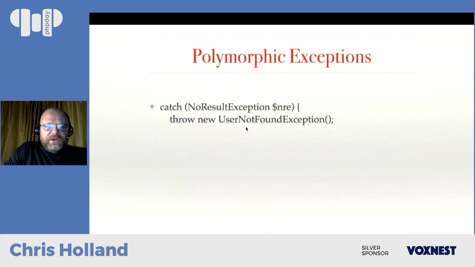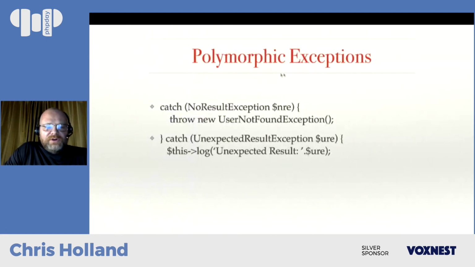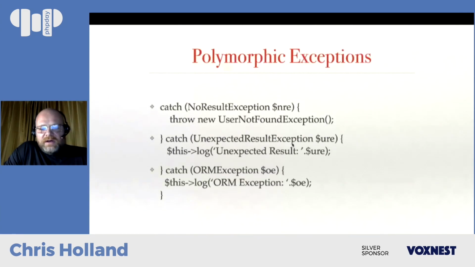So here I'm just showing you what some simple code could do. When you catch a no result exception, you could throw a new user not found exception. Then you can try to log an unexpected result if another unexpected result exception happened. Then you can log an ORM exception, right? That's one way to do it.